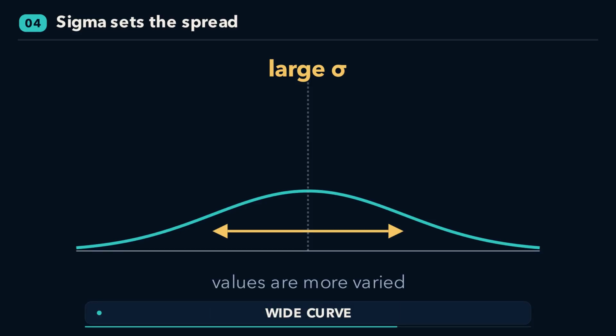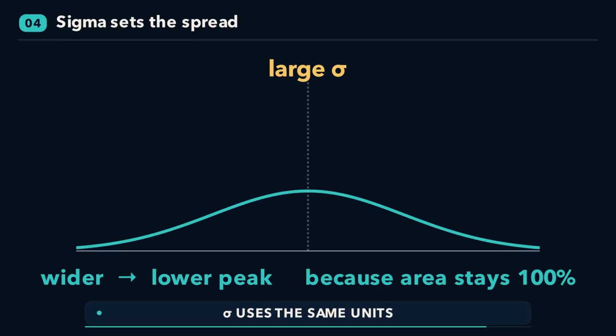Sigma has the same units as the measurement, so a sigma of 15 milliseconds describes a typical scale of distance from the mean. Mu answers, where is the hill? Sigma answers, how wide is the hill? Together, those two numbers determine the entire normal curve.